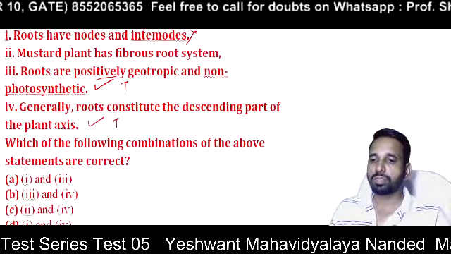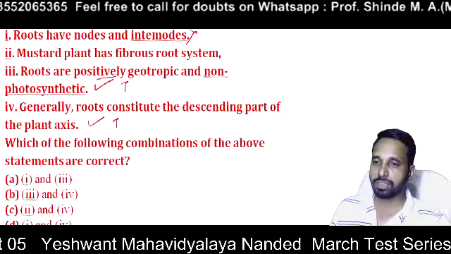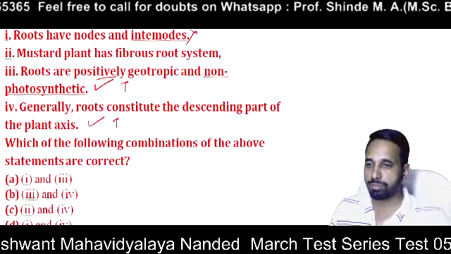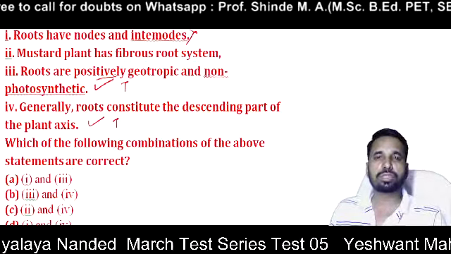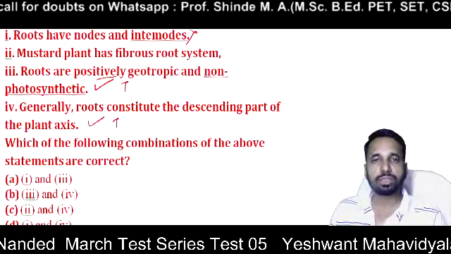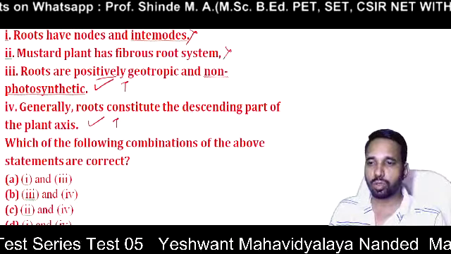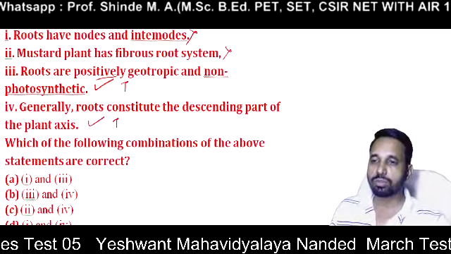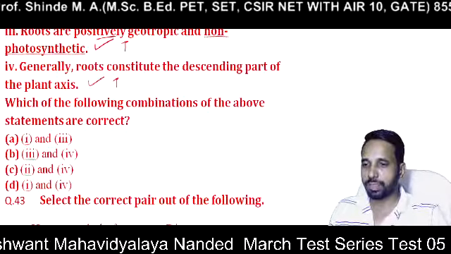Which of the following combination of the above statement are correct? Okay, so correct statements are one more. Second statement we missed, I think. Mustard plant has fibrous root system. Is it so? Fibrous root system, it is present in monocot. Mustard is a dicot. So this is also wrong. So first two statements wrong. Third and fourth are correct statement. So option B is fine.